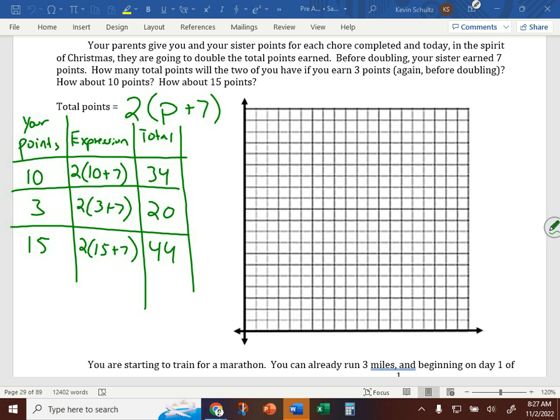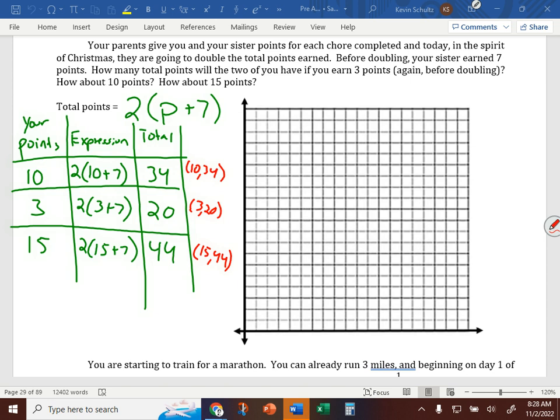It's hard to read because the world was shaking for a second there, okay? But what we've created here are 3 ordered pairs that we can plot. We've got the ordered pair of 10, 34, the ordered pair of 3, 20, so they're kind of out of order, but that's going to fix itself when you put it on the coordinate plane, right? It'll be okay. And 15, 44.